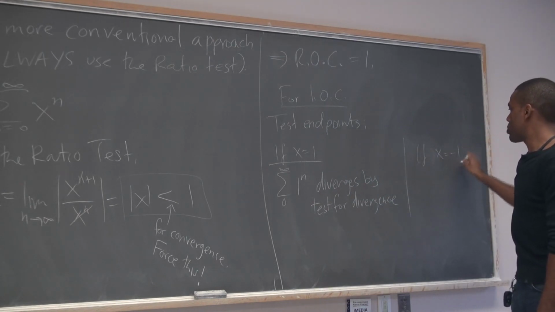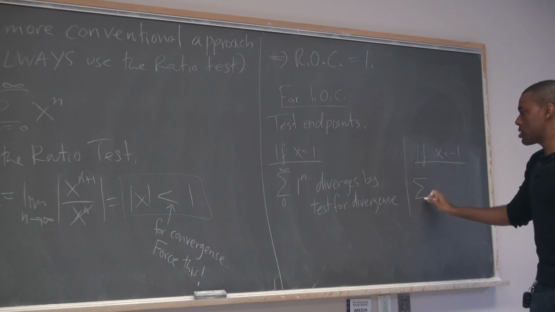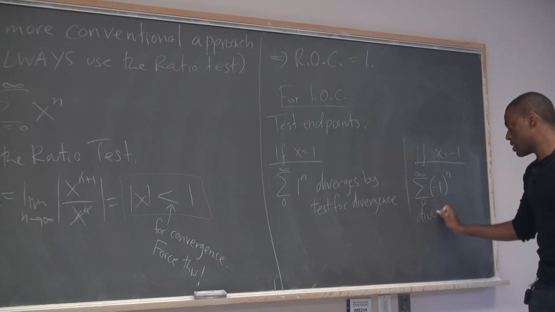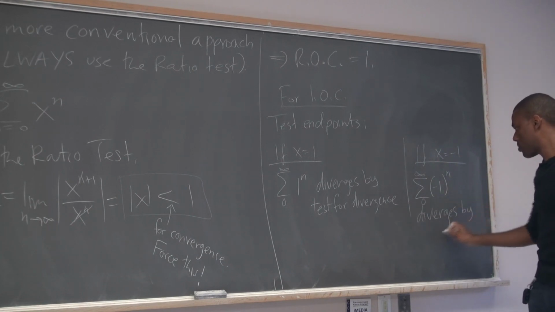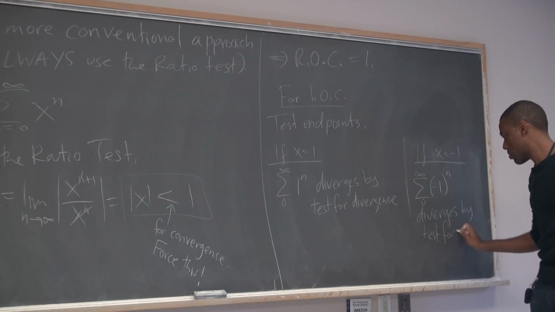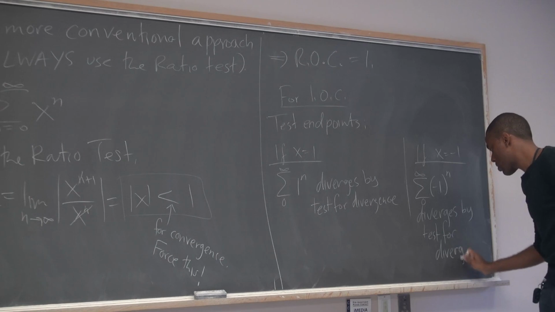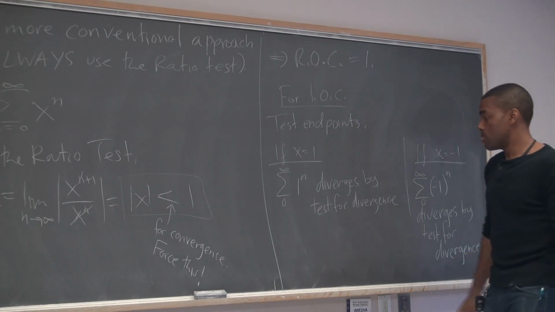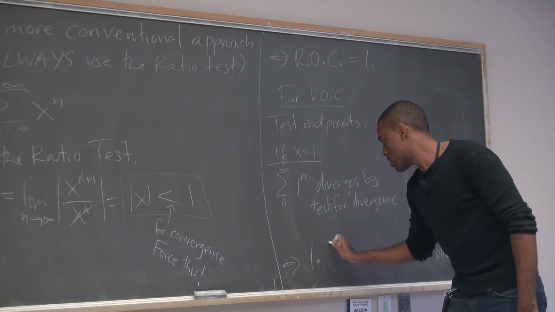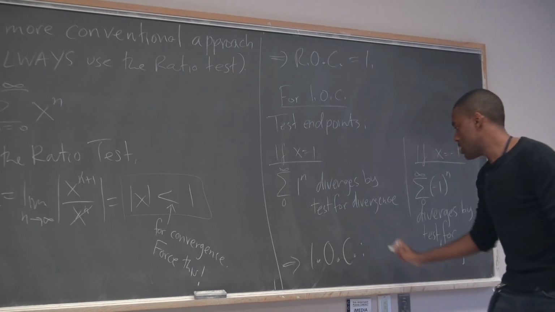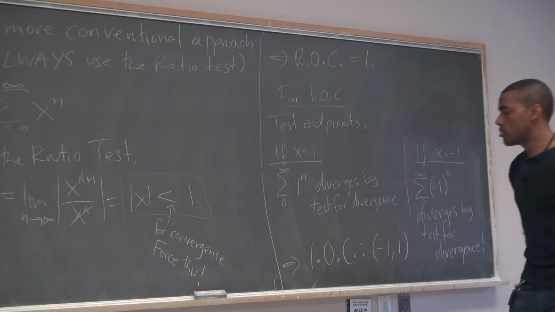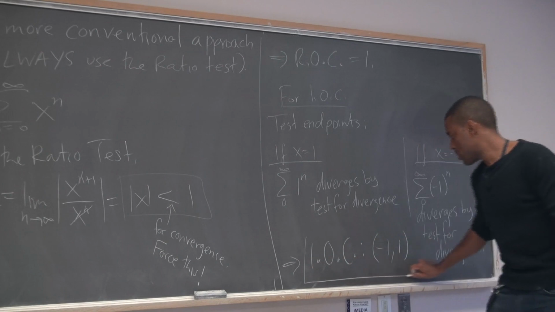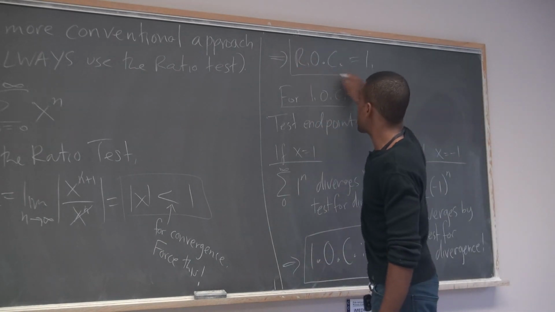If my x equals minus 1, I get my series from 0 to infinity of minus 1 to the n, and again, it diverges by the test for divergence. So I don't work at the endpoints. This means my interval of convergence is the interval from minus 1 to 1, not including the endpoints. So that's my interval of convergence. This is my radius of convergence.